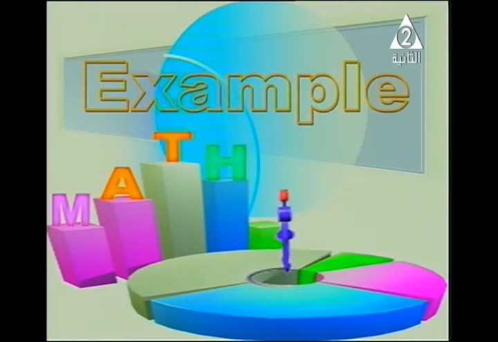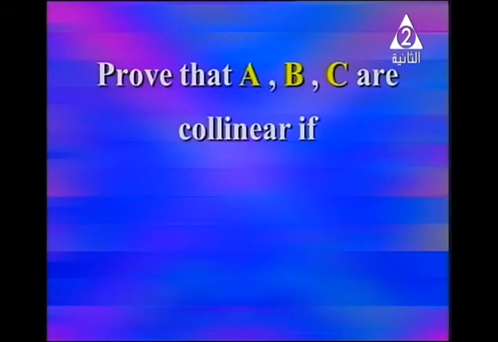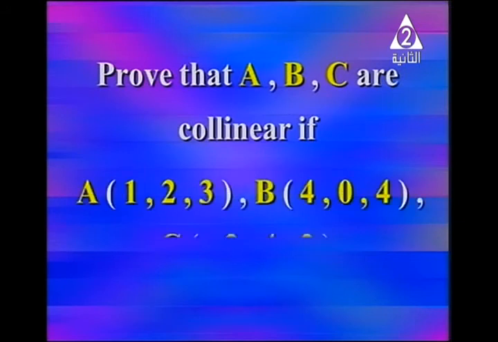Another example. Prove that A, B, C are collinear, if we have point A (1, 2, 3), B (4, 0, 4), C (-2, 4, 2). What do you mean by A, B, C are collinear? A, B, C are collinear if A, B, and C lie on the same straight line.